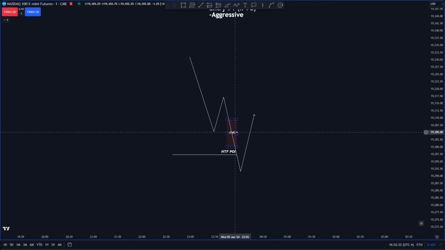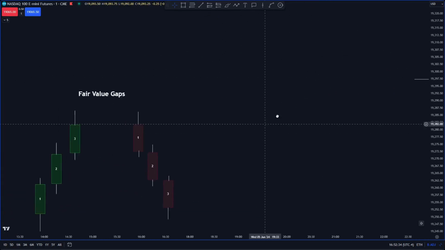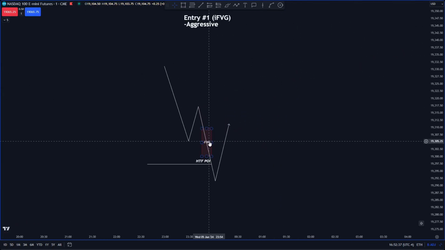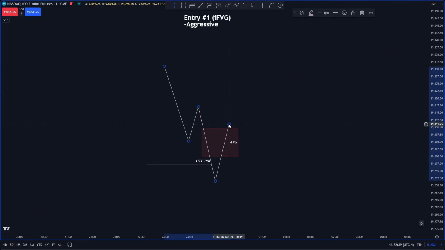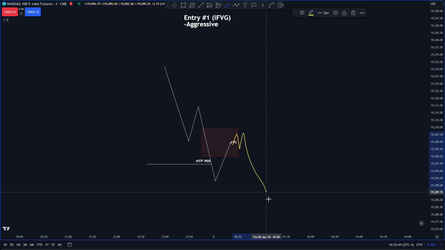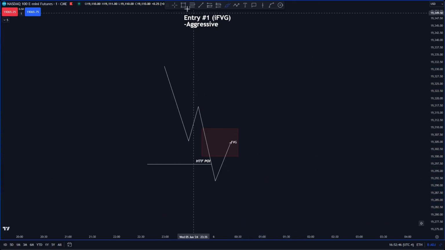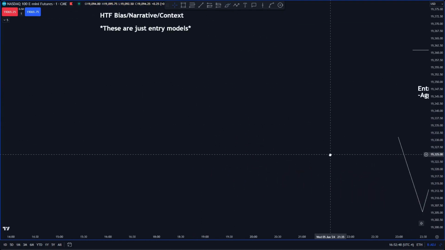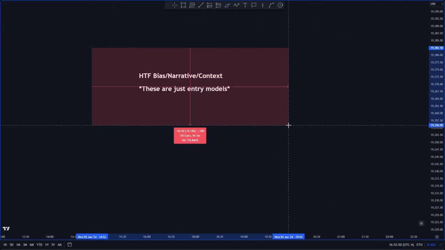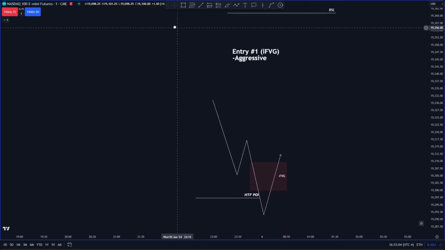So now that we know what a fair value gap is, when we see a bearish fair value gap, what we would want to see is some sort of bearish reaction and continue lower, right? But this is why you need higher time frame context. These are just entry models. I want you guys to understand that you need some sort of higher time frame bias, some sort of higher time frame context for all these trades. Everything that I'm taking is just an entry model. It doesn't mean anything if you don't have a higher time frame bias.